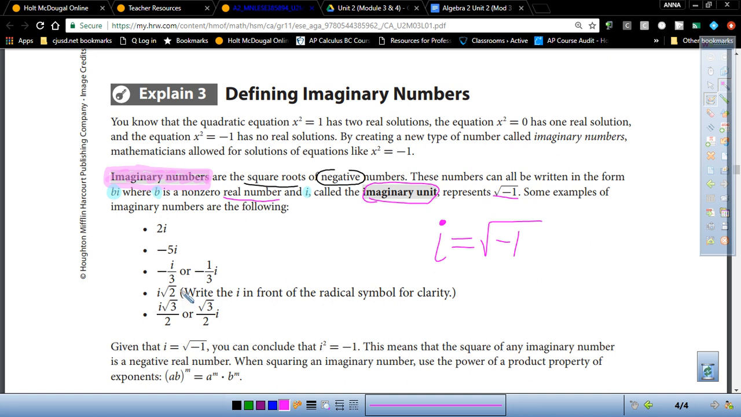Okay? Now since i equals square root of -1, i squared would be the square root of negative 1 squared. Well, remember, square roots and squares are inverse operations. So these two are going to cancel each other out, and you're going to be left with negative 1. So i squared is the only time where you finally have something squared equaling a negative value. So i squared equals negative 1.